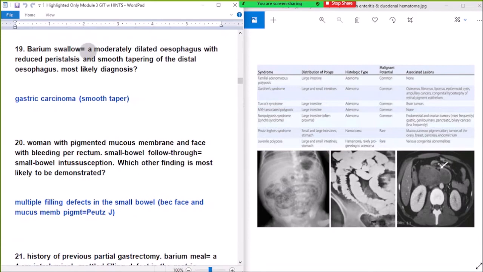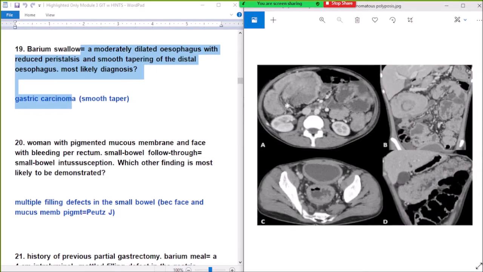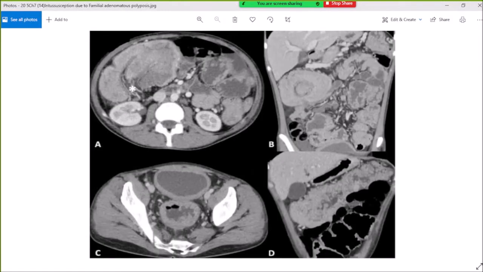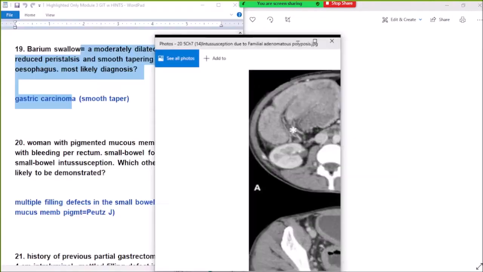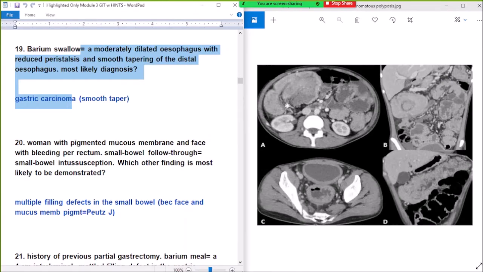Question 19. Barium swallow shows a moderately dilated esophagus with reduced peristalsis and smooth tapering of the distal esophagus. Most likely diagnosis: gastric carcinoma. The hint is that smooth tapering of the distal esophagus is seen in gastric carcinoma.